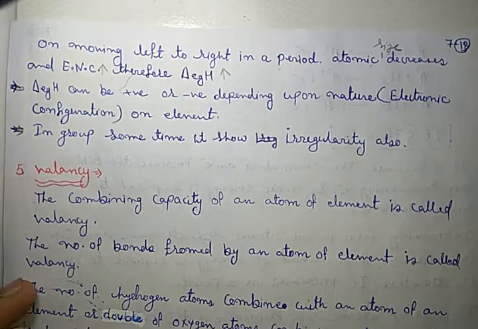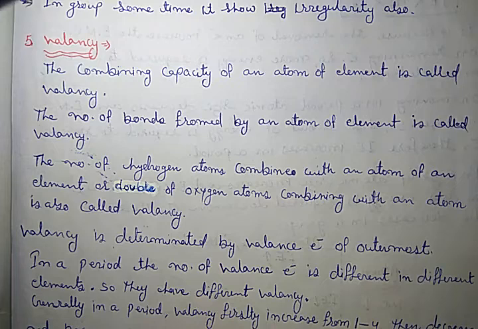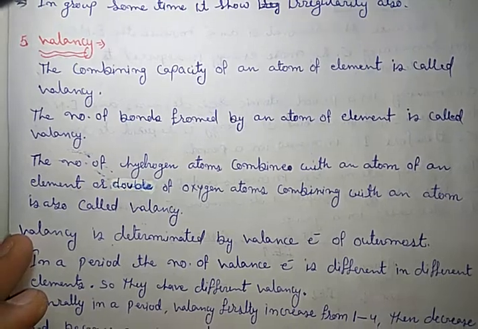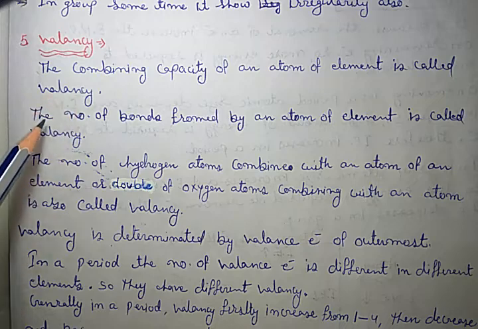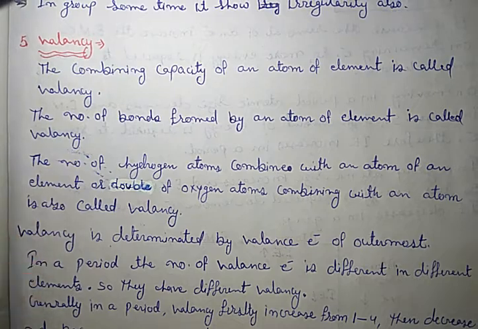Okay. Now let me discuss the next topic, that is valency. What is valency? The combining capacity. The combining capacity of an atom of an element is called valency. That means we can say that it is the number of bonds formed by an atom. So we can also define valency as the number of bonds formed by an atom of an element is called its valency. Got it? The third definition is a little bit different.